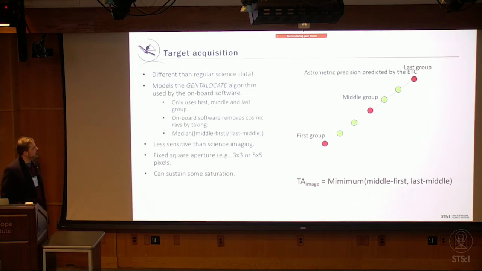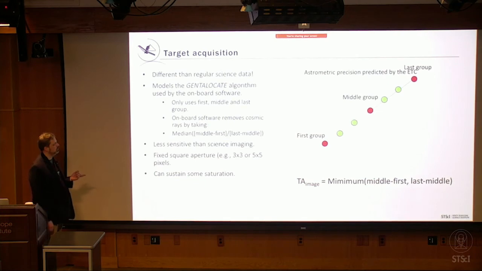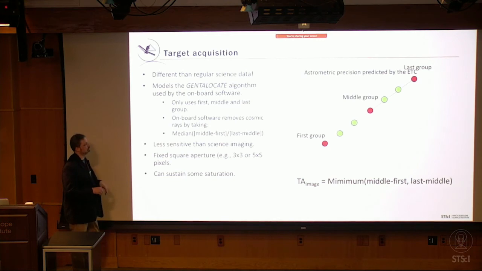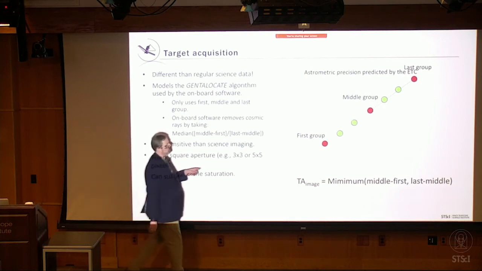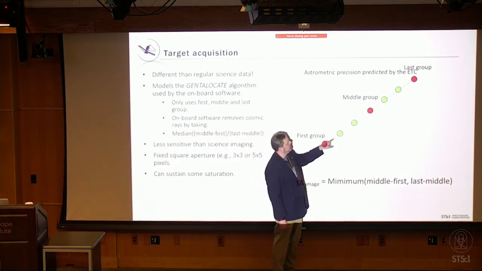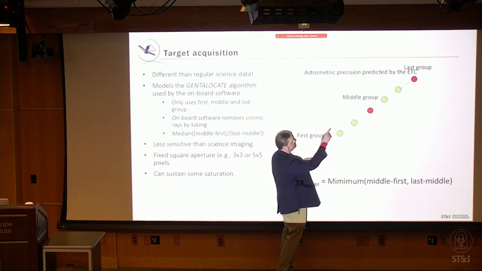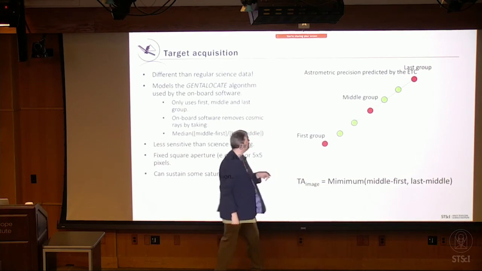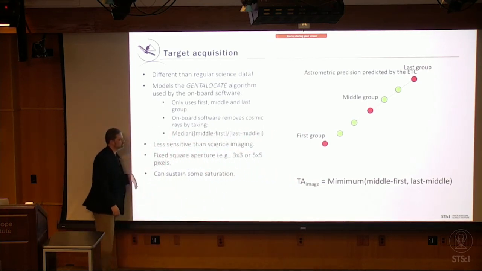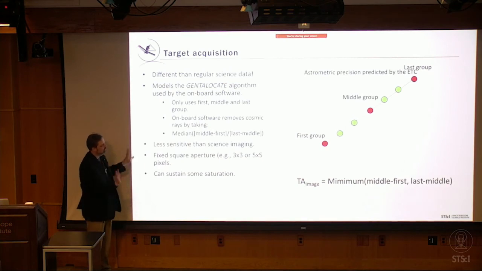All right, target acquisition. So target acquisition is done in a quite different way in the ETC, and that's because of the algorithm that is used to acquire targets on orbit. It does a lot of calculations on the telescope in order to do the target acquisition, because if you acquire a target, you don't have time to download the data and look at them. And so what it does is, if you have your ramp here, it actually takes the first group, the middle group, and the last group. Then it takes the difference between the middle group and the first group, and the difference between the last group and the middle group, and then it takes a median between the two, and this is sort of to get rid of cosmic rays. And then it throws away all the other data.